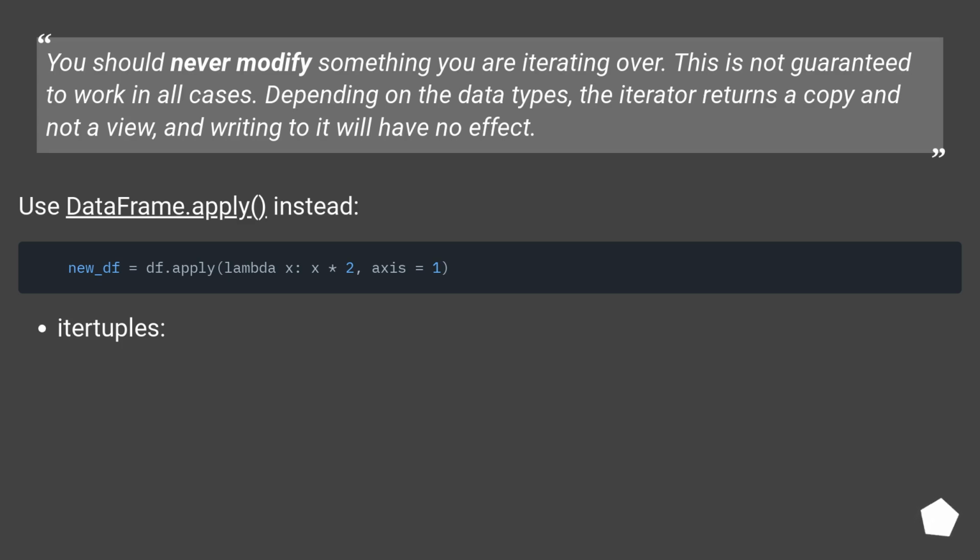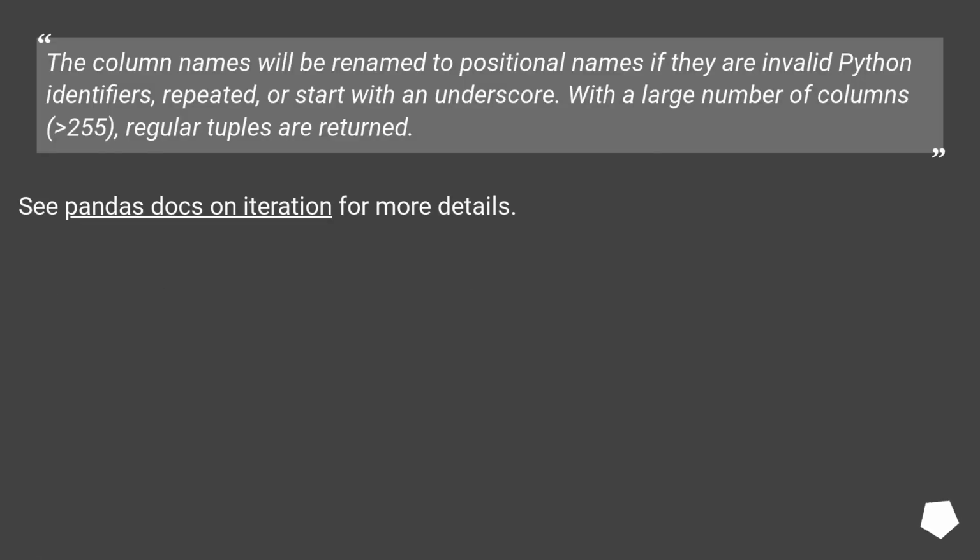itertuples. The column names will be renamed to positional names if they are invalid Python identifiers, repeated, or start with an underscore. With a large number of columns, greater than 255, regular tuples are returned. See the pandas docs on iteration for more details.